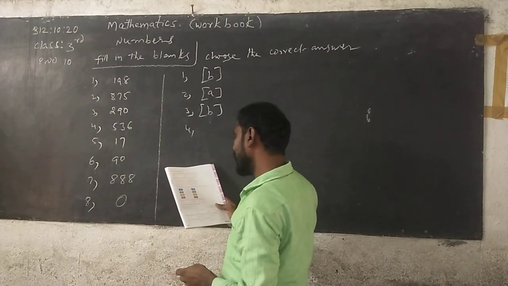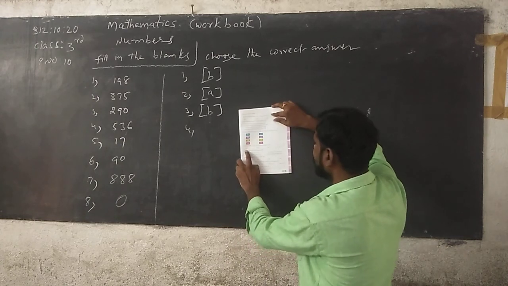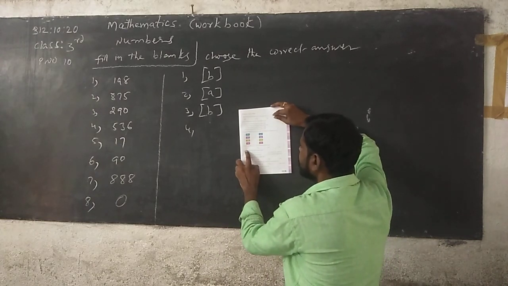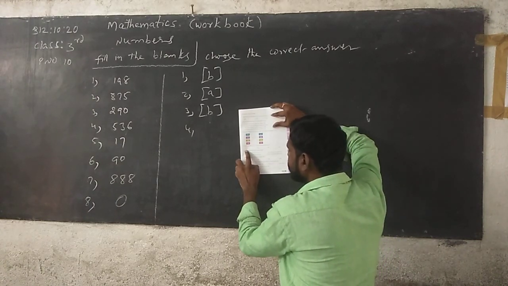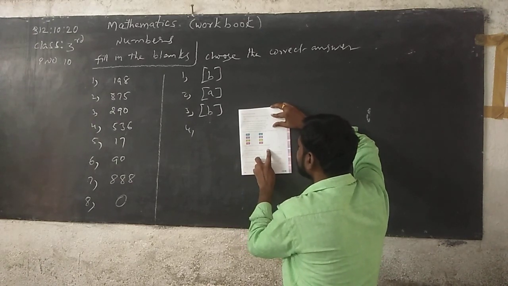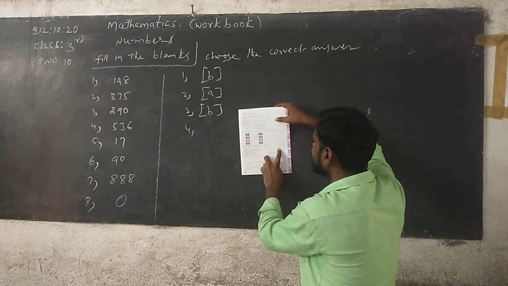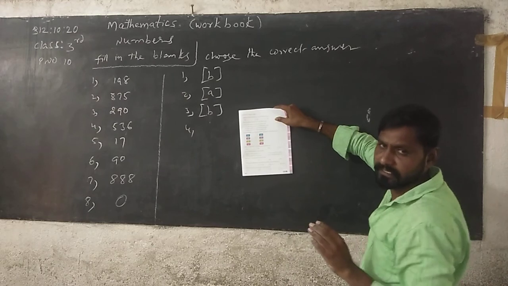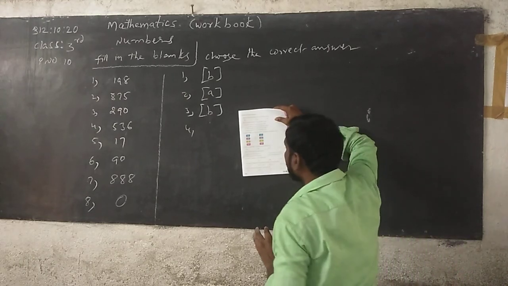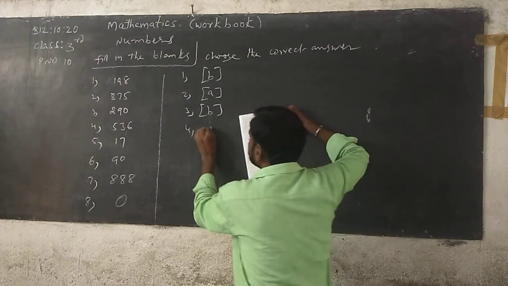Which number has 4 in tens and hundreds place? See here: 424, 244, 462, 442. So tens place and hundreds place with 4 means 442. D.